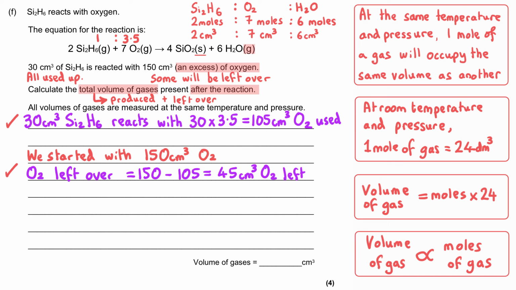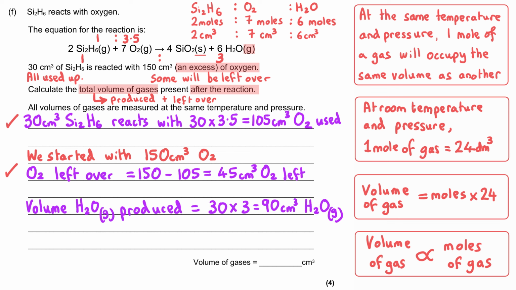Or to put it in a more easy ratio, the ratio is 2 to 6, or reduced down, 1 to 3. So whatever volume of Si2H6 we use, we will produce 3 times the volume of water. And since we're using up all of our 30 cm cubed of Si2H6, the volume of water produced will be 30 multiplied by 3, which is 90 cm cubed of water.